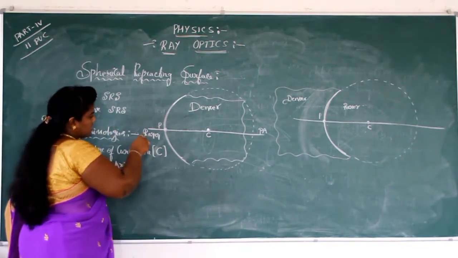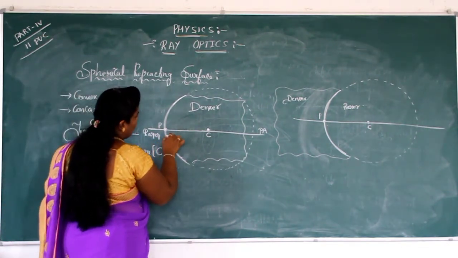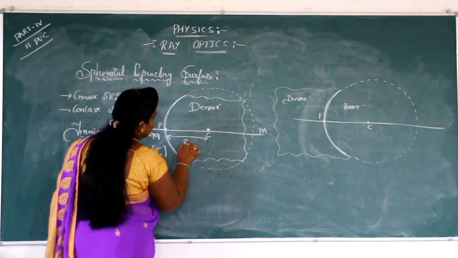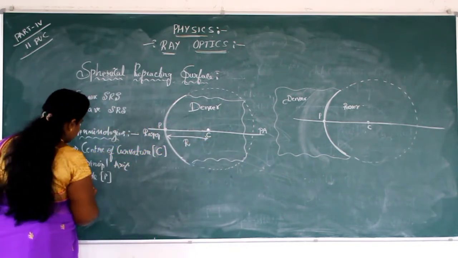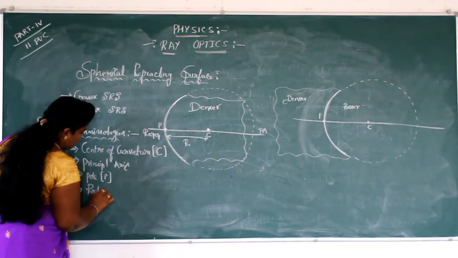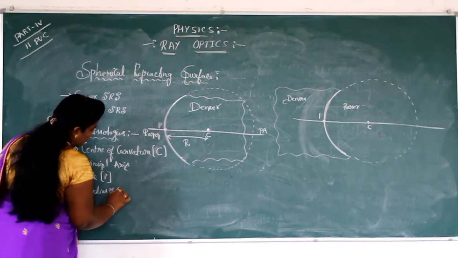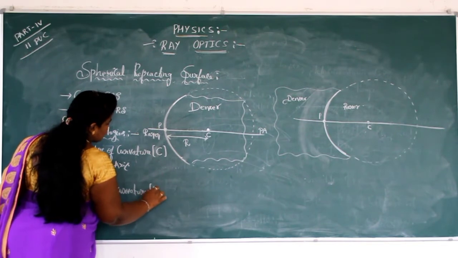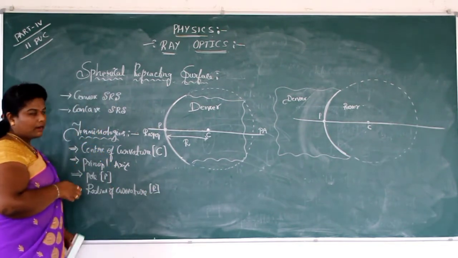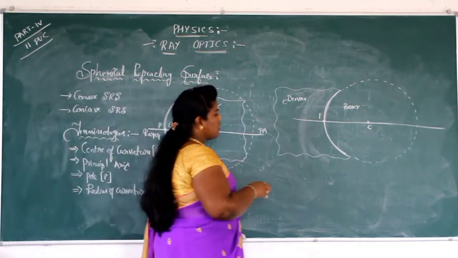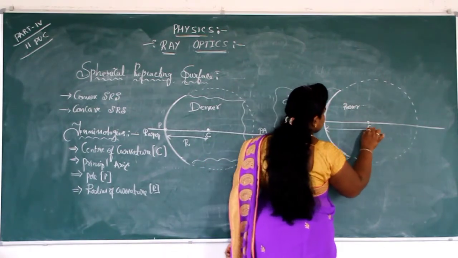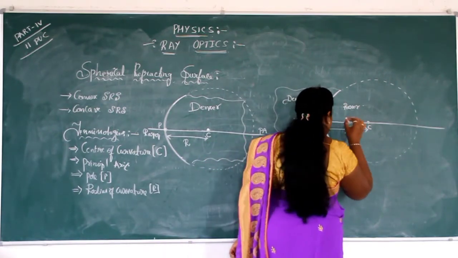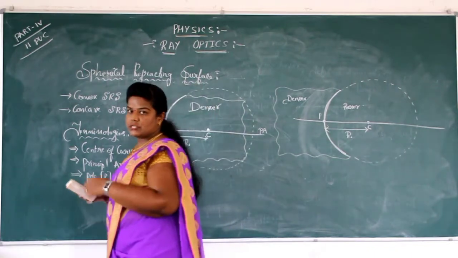Now, the distance between the pole and the center of curvature is called the radius of curvature, represented by the symbol capital R. What is the radius of curvature? Radius of curvature is the distance between the pole and the center of curvature.